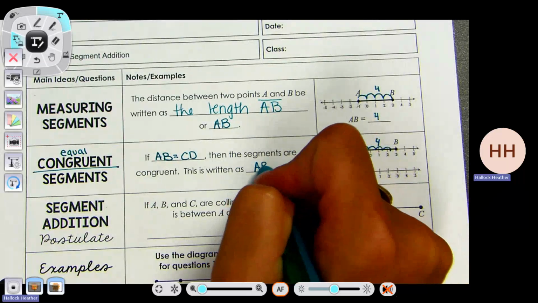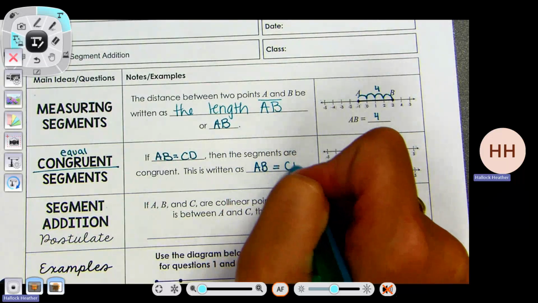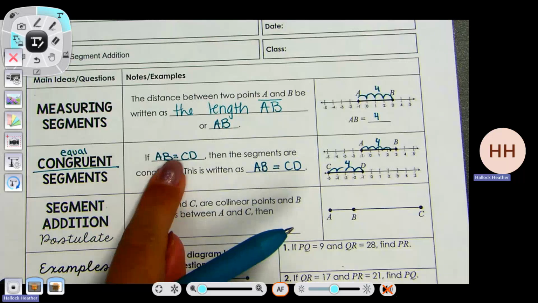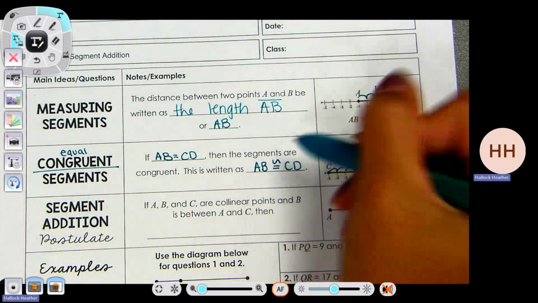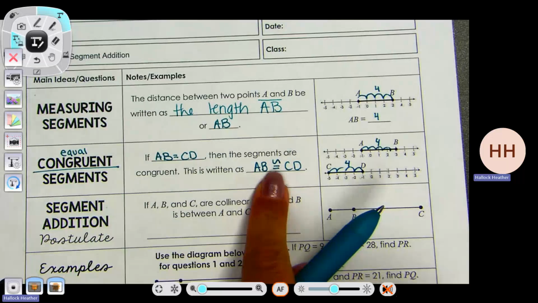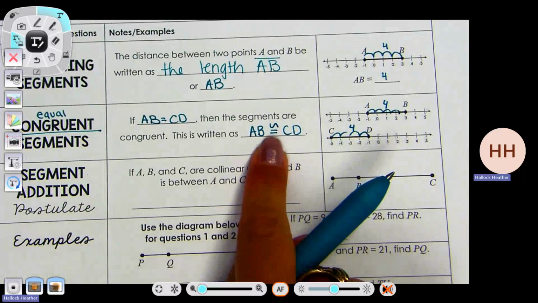So we could say AB is congruent to CD. The only difference between an equal sign and a congruency symbol is it has this little extra squiggle on top. So if you ever see that, it literally just means that they are the same length.